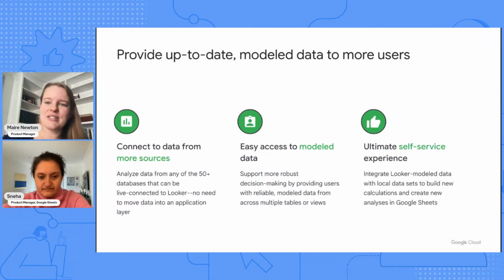So connected sheets and Looker can each be used separately, of course, but using the two together does bring some important benefits. The first big one is that it enables you to analyze data from any of the 50 plus data sources that Looker connects to, so you can really reach beyond BigQuery. And users wouldn't just be connecting to raw data, you're connecting and running live queries based on the model that's built in Looker and able to access multiple tables at once through the join logic that's in Looker's semantic layer.